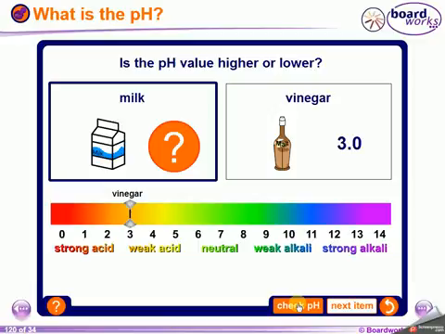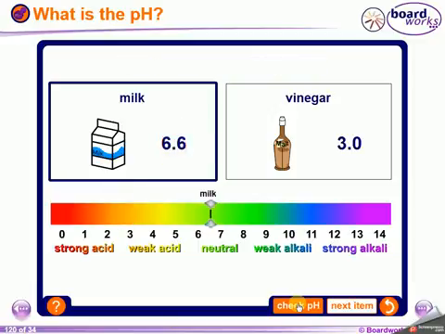Milk, I'm going to say 5.5. Damn it, 6.6, because it's a very weak acid. So when it's pH 7, it's neutral. When it's 4 or 5, it's very close to neutral, but it's below 7, so it's still acidic.